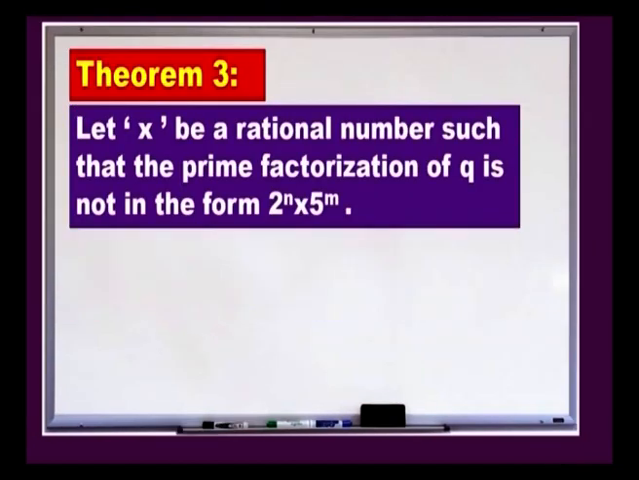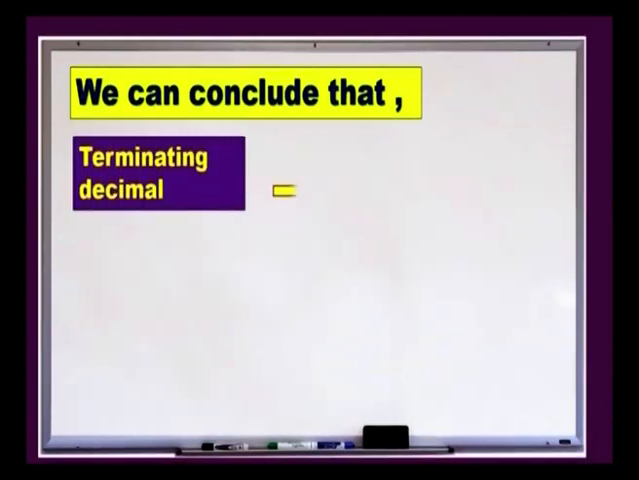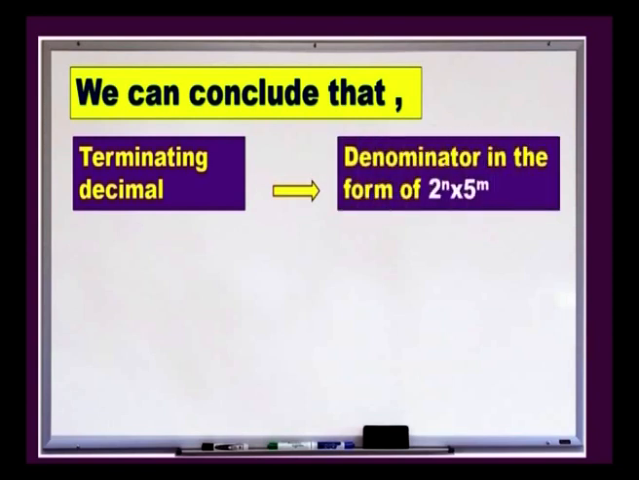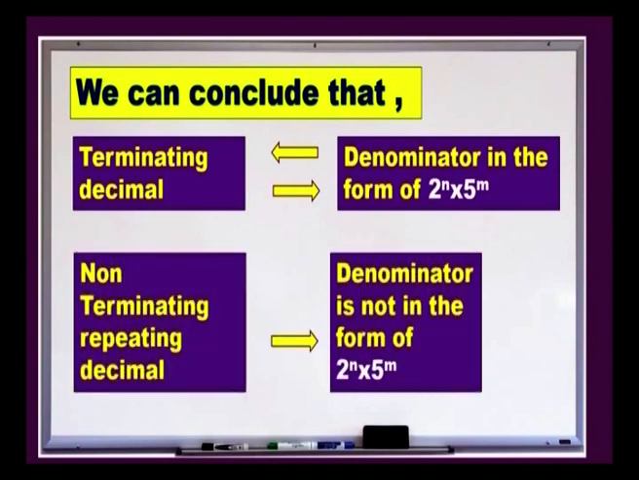Theorem 3, let x be a rational number such that the prime factorization of q is not in the form 2 power n into 5 power m. Then x has a decimal expansion which is non-terminating recurring. So we can conclude that if the denominator is in the form of 2 power n into 5 power m, then it will be a terminating decimal. If the denominator is not in the form of 2 power n into 5 power m, then the decimal form is non-terminating repeating decimal.